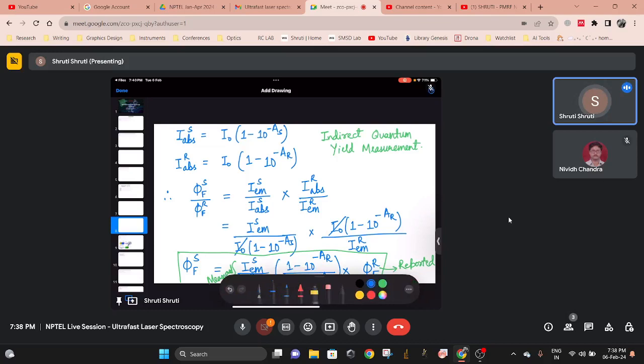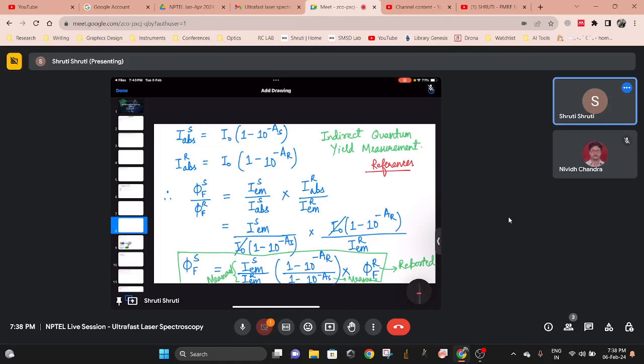Some standard references can be, suppose, rhodamine dye. It has a quantum yield of 0.9, very high. Fluorescein dye also has a quantum yield of 0.95. So these can be the references we can use to get the quantum yield of our own sample.